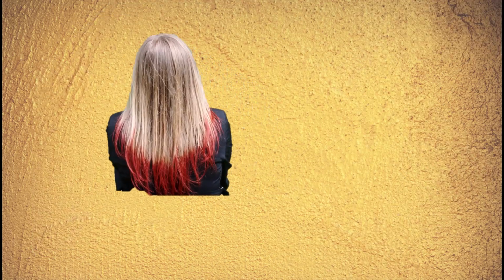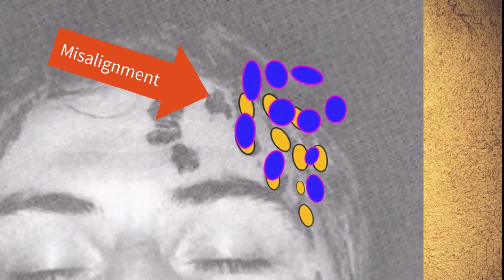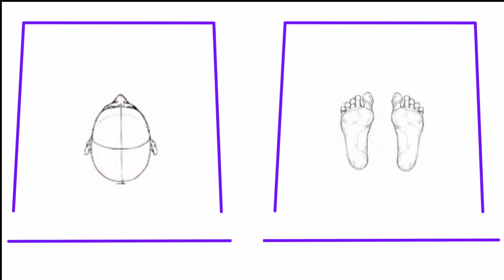Since hair doesn't bleed, the Group B stains in the hair are out of alignment with the image. Here's the misalignment on photos. Blue marks are where the stains appear on the cloth. Gold marks where they appear on the man's head. The difference between blue and gold is the misalignment.